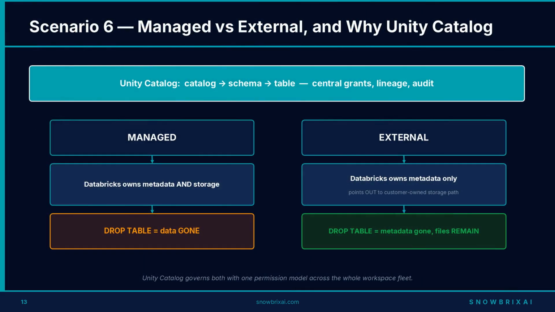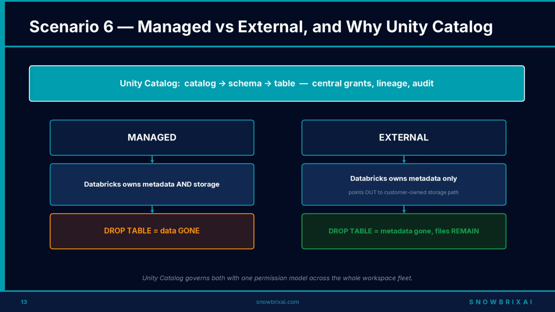Here is one people fumble: managed versus external tables, and why Unity Catalog. A managed table means Databricks owns the data files, so drop table deletes the data too. Gone. An external table means you point at a storage location you own. Drop removes the metadata, but the files stay right where they are. That difference has saved and destroyed real production data.